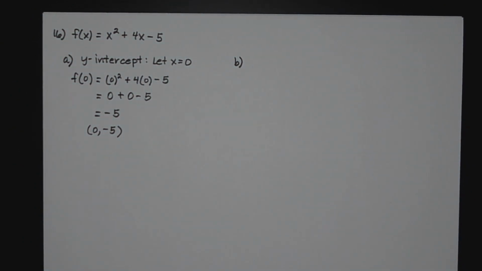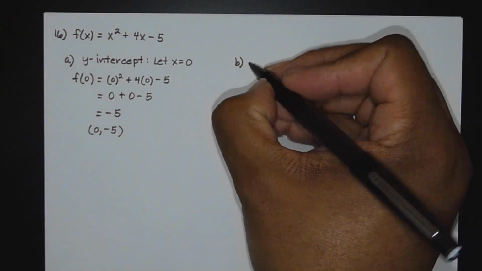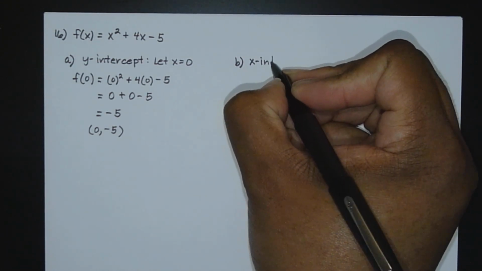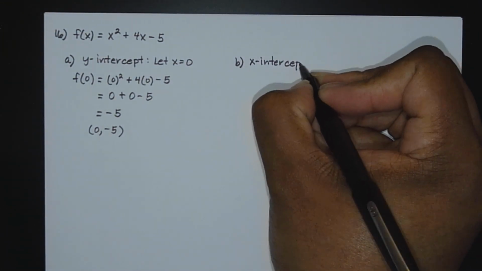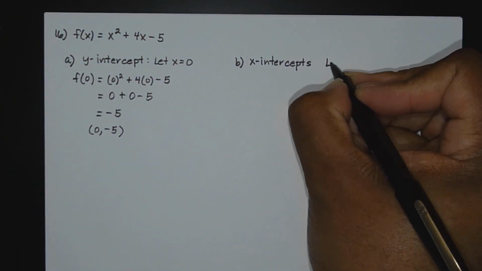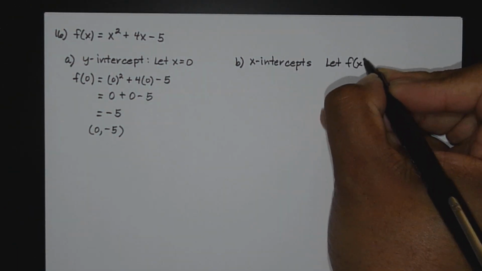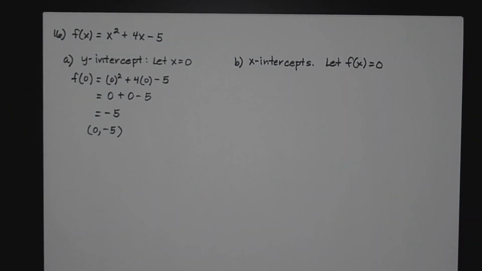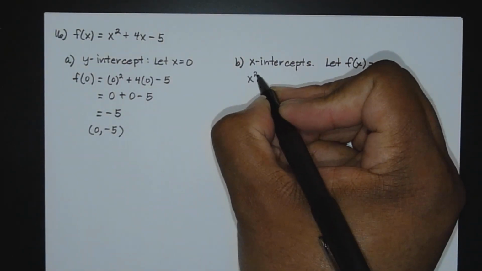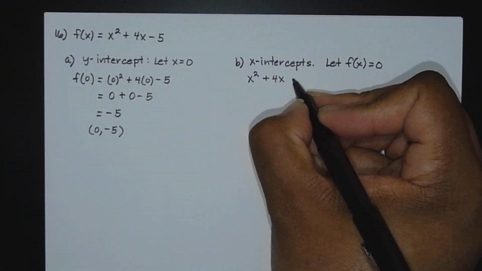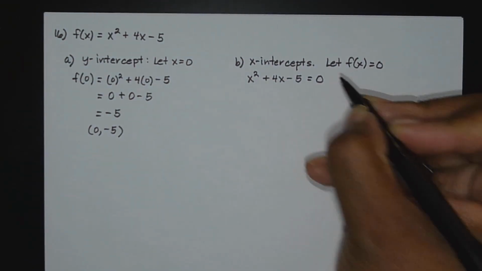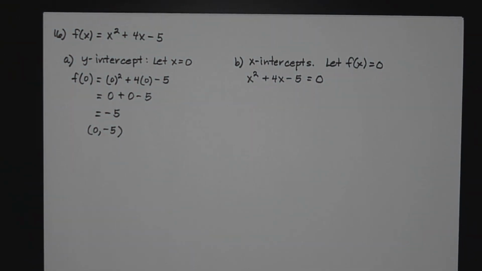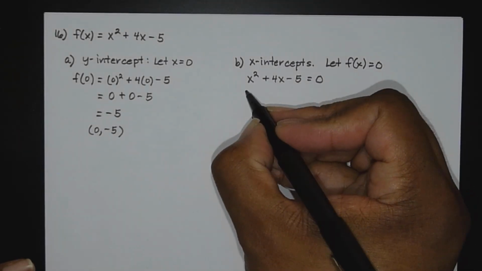All right, now part B is finding the x-intercepts. To find the x-intercepts, you always let f of x equal 0. So f of x is x squared plus 4x minus 5, and we're going to set that equal to 0 and find out what our x values are going to be. In this case, we're going to have to factor the quadratic into two binomials.